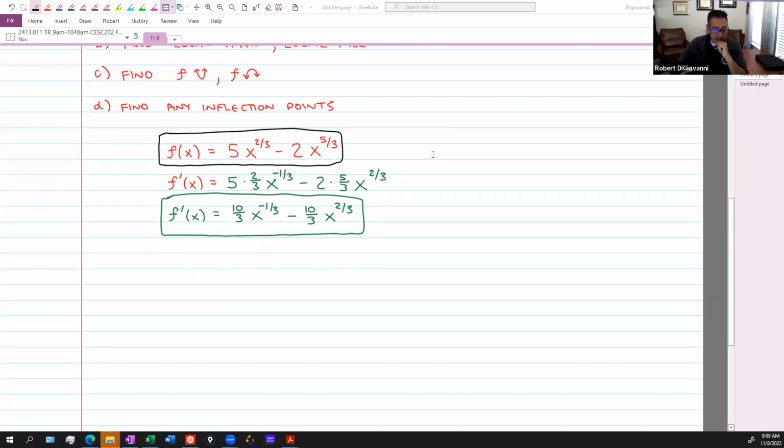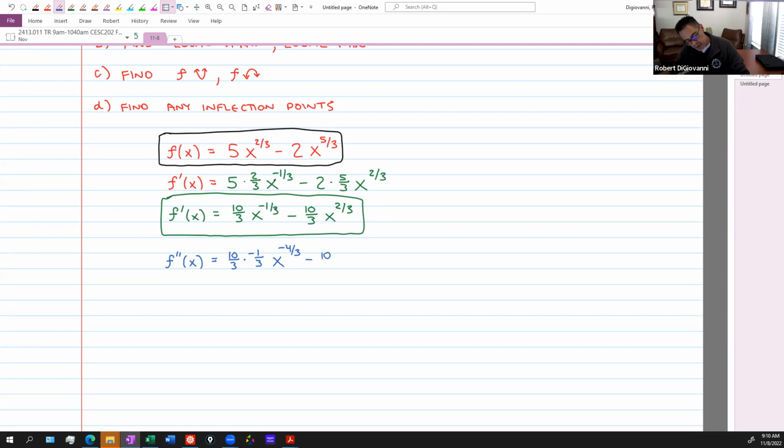Okay. Now let's do the derivative again. All right, so we have both derivatives ready to go. For my second derivative, I'm going to use the power rule again, right? And take these powers and drop them out front. So I have 10/3. I multiply that times -1/3, x to the -4/3, because I'm subtracting 1 from -1/3.